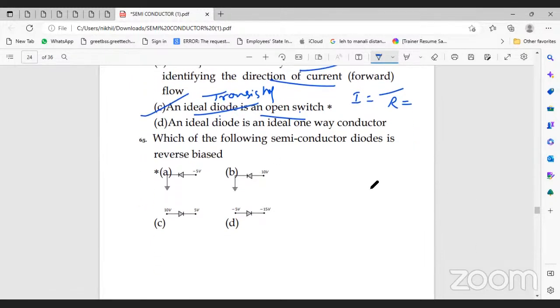I hope you can manage with the 65th problem, because many problems we have solved like this. Almost 3 to 4 types we have solved. Just find which is the reverse bias. For reverse bias, P type should be connected to the lower potential, N type should be connected to the higher potential.